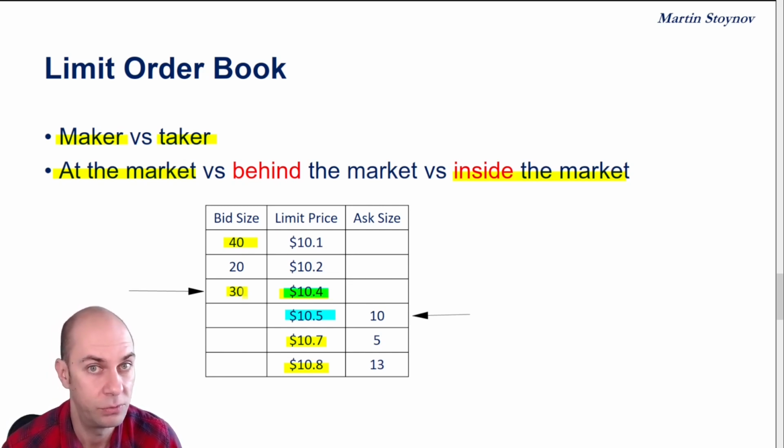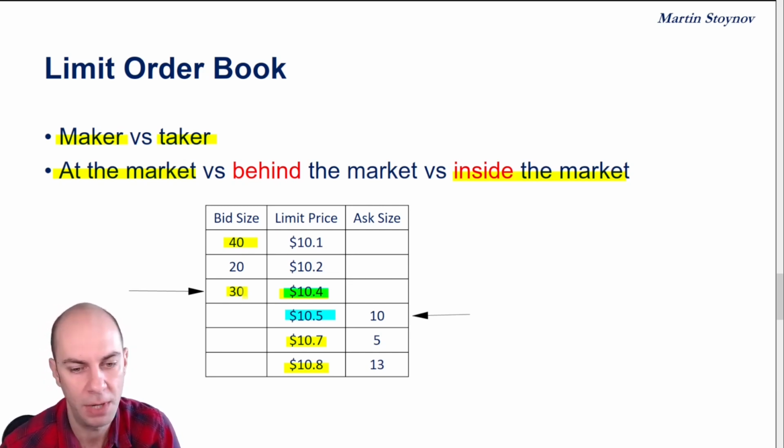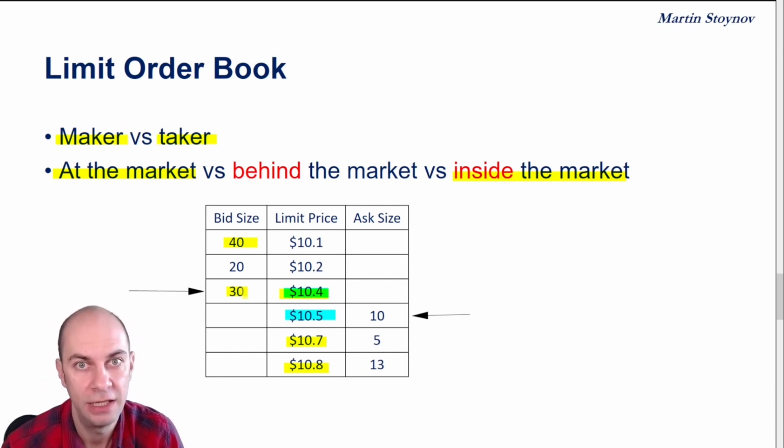So if someone comes and wants to buy, he again will be a taker if he buys at 10.5, because he takes the market. He trades at the market. He trades at the most aggressive ask if he is buying, or at the most aggressive bid if he's selling. That's a taker, my friends. What is a maker?